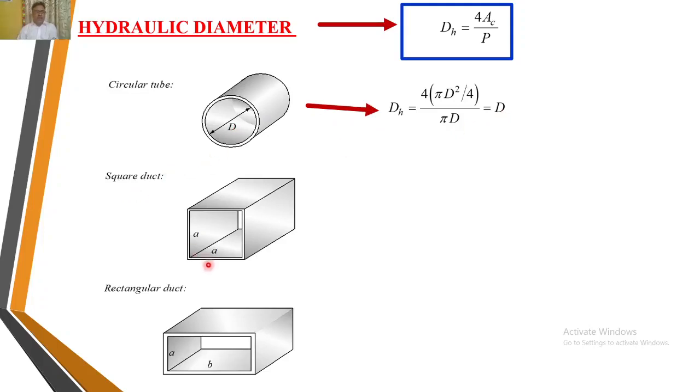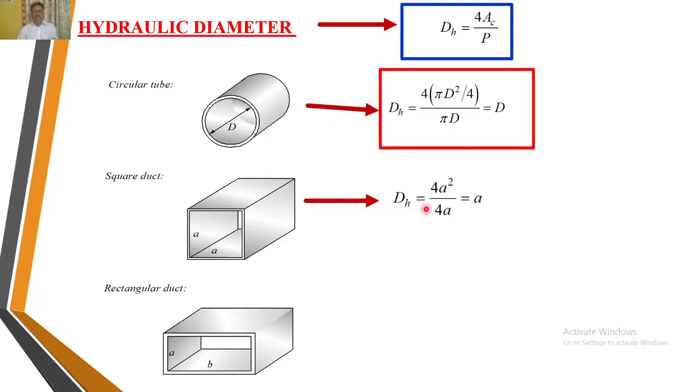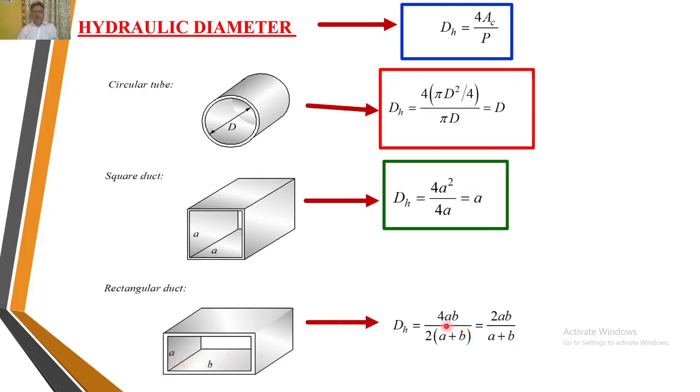For a square duct of side A, the hydraulic diameter dh is equal to 4A square over 4A, and that comes out to A. So for a square duct of side A, the hydraulic diameter is equal to one of its sides, A. And for a rectangular duct of dimensions A and B, the hydraulic diameter will be 4AB over twice A plus B, which is equal to twice AB over A plus B.